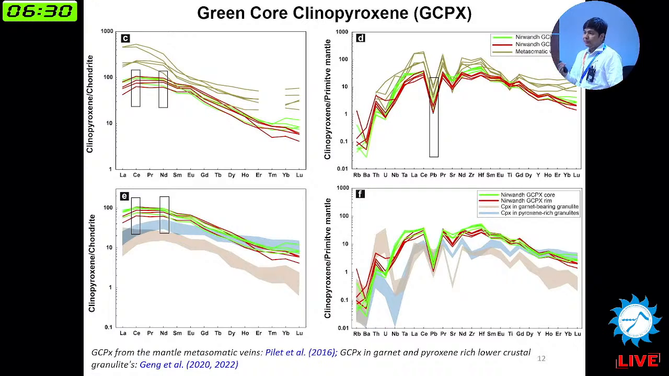So we need to find that. After looking through the literature, we could find that these green core clinopyroxenes could form in three ways. One, they could be directly entrained from the metasomatic veins within the upper mantle regions; two, they could be fragments or xenocrysts from the crustal granulites; and third, they could form through the fractionation of the primary magma in the lower crustal chambers.